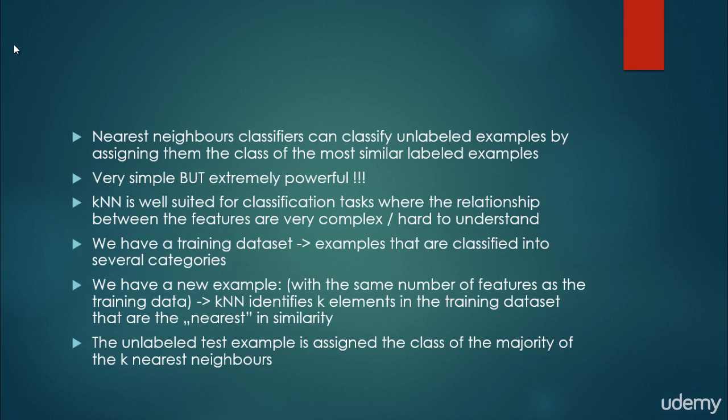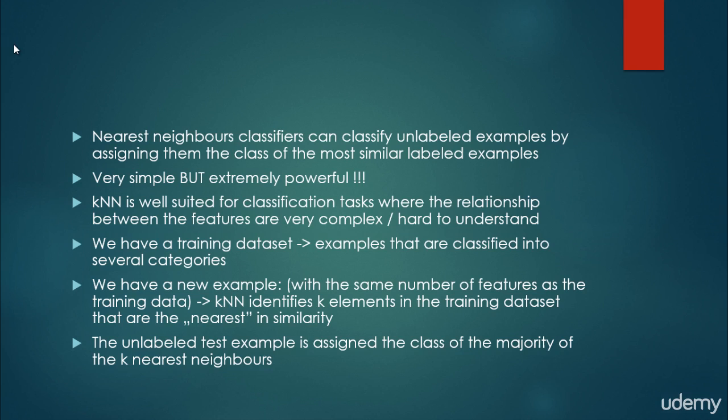KNN, as they usually call it, this k nearest neighbor, is well suited for classification tasks where the relationship between the features is very complex or hard to understand. What are these features? For example, in the last video we saw linear regression, where the features were the size of the house or the number of bedrooms. These are the features. And if the relationship between these features is very complex and hard to understand, that's where we can use KNN very efficiently.